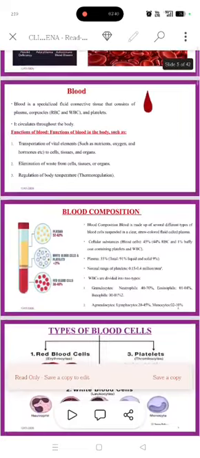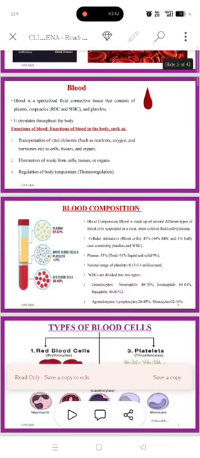Blood composition. Blood is made up of several different types of blood cells suspended in a clear, straw colored fluid called plasma. Cellular substances in the blood: cells 45%, of which 44% is RBC and 1% buffy coat containing platelets and WBC. Plasma is 55%, of which 91% is liquid and 9% solid. Normal range of platelets is 0.15 to 0.4 million.